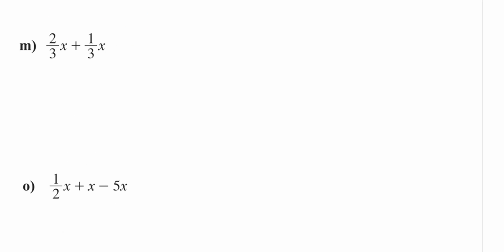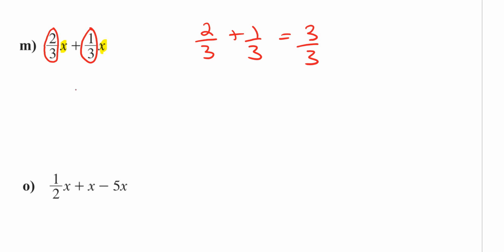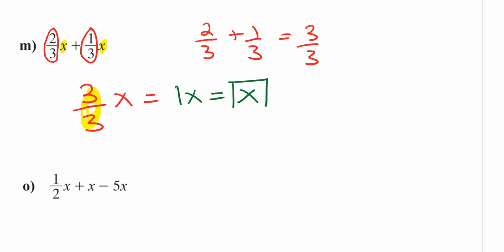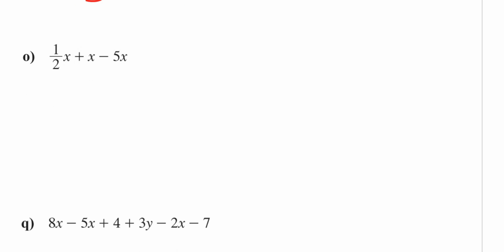For letter M, well, these are both like terms. So all you're doing is you're just adding the fractions here. So if I do 2/3 plus 1/3, that's going to be 3/3. So my final answer is 3/3x, which is now going to be 1x. And 1x is just a single x. So there's my final answer for that one. Okay, let's move on to letter O here.